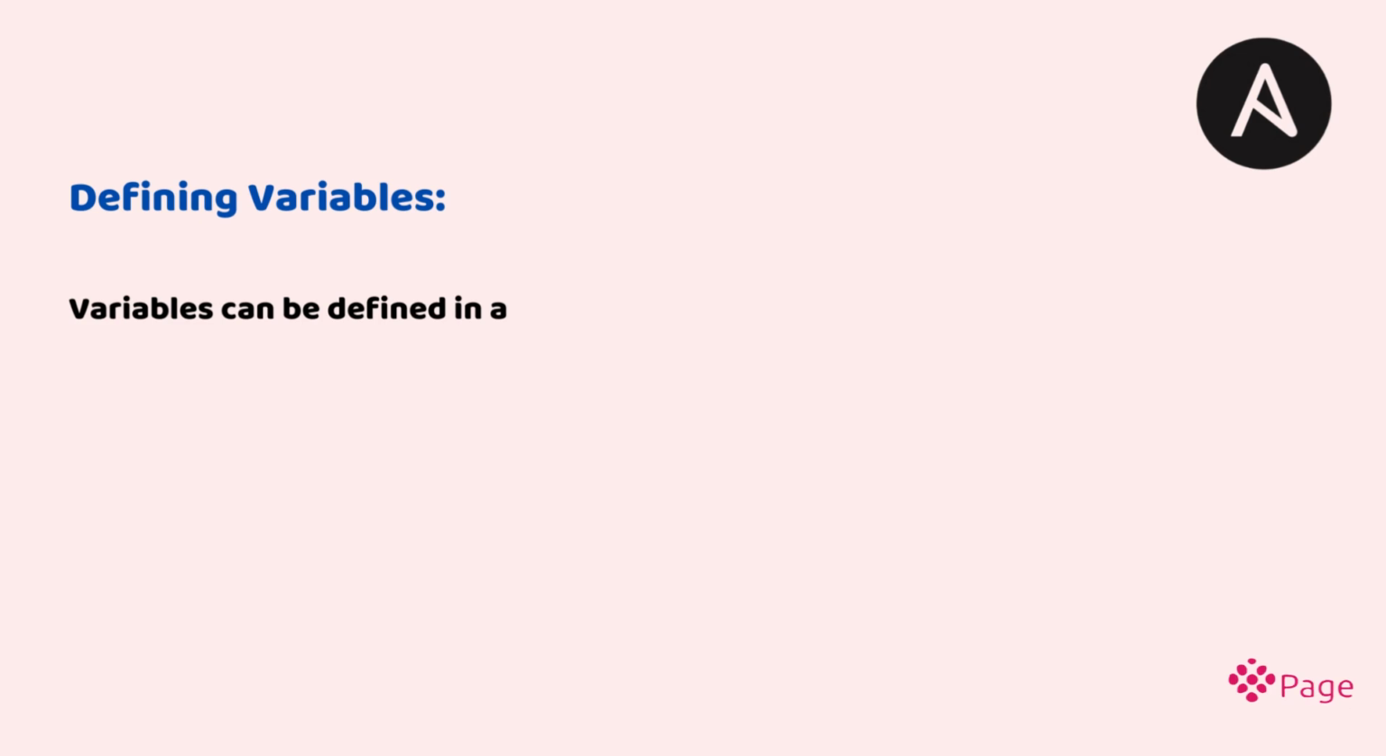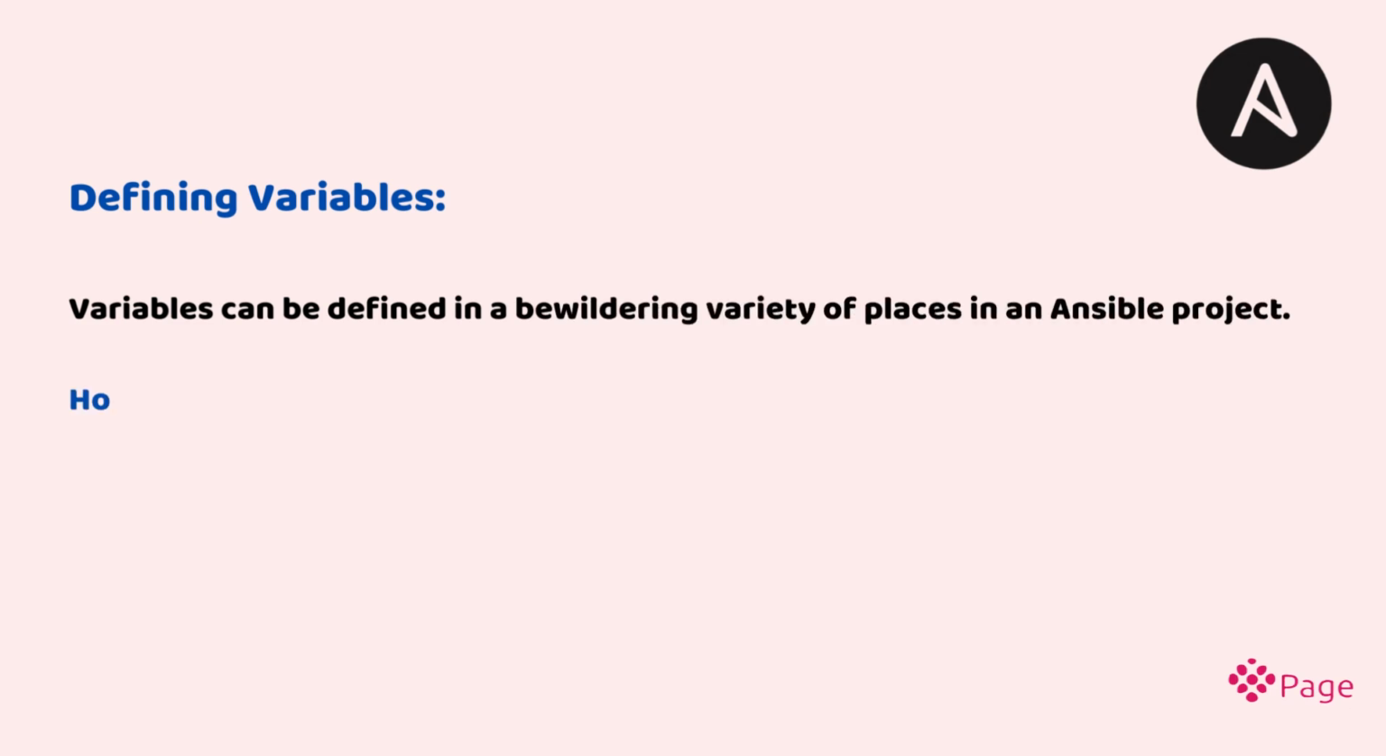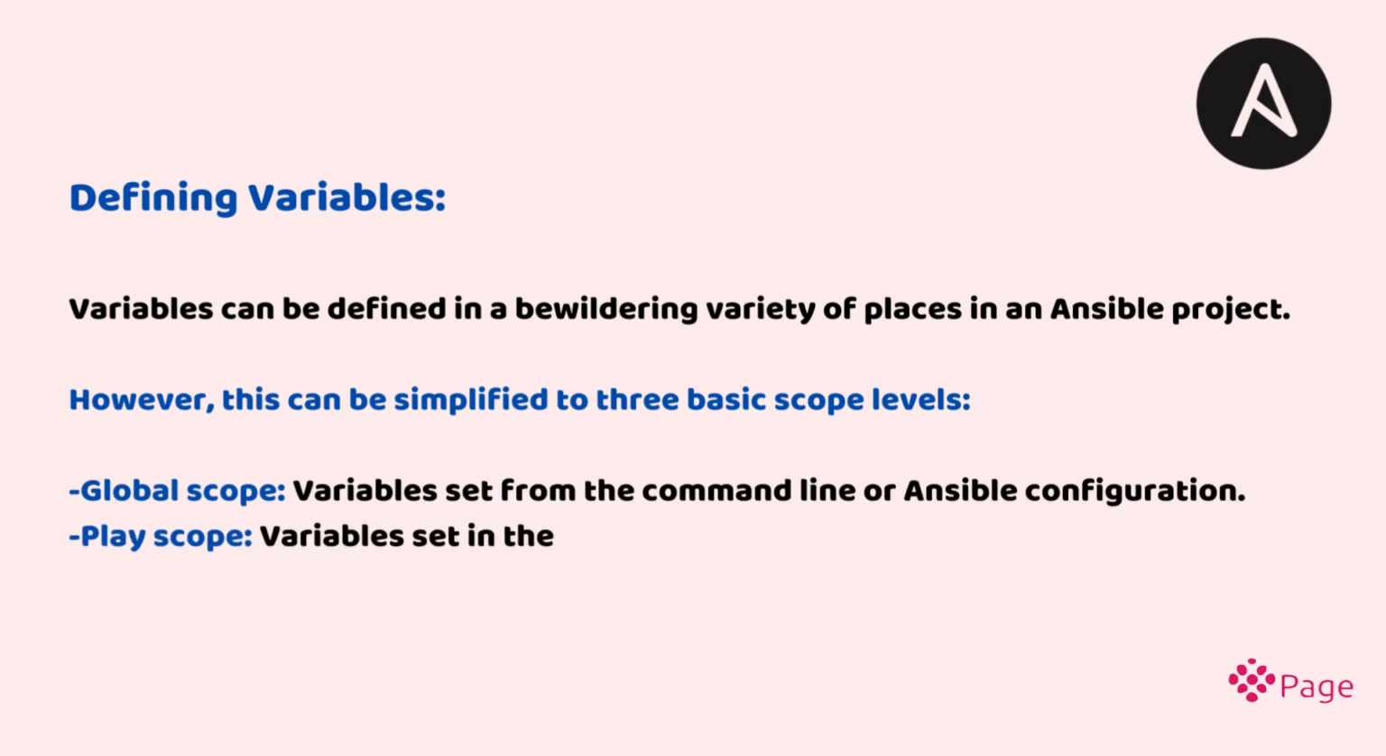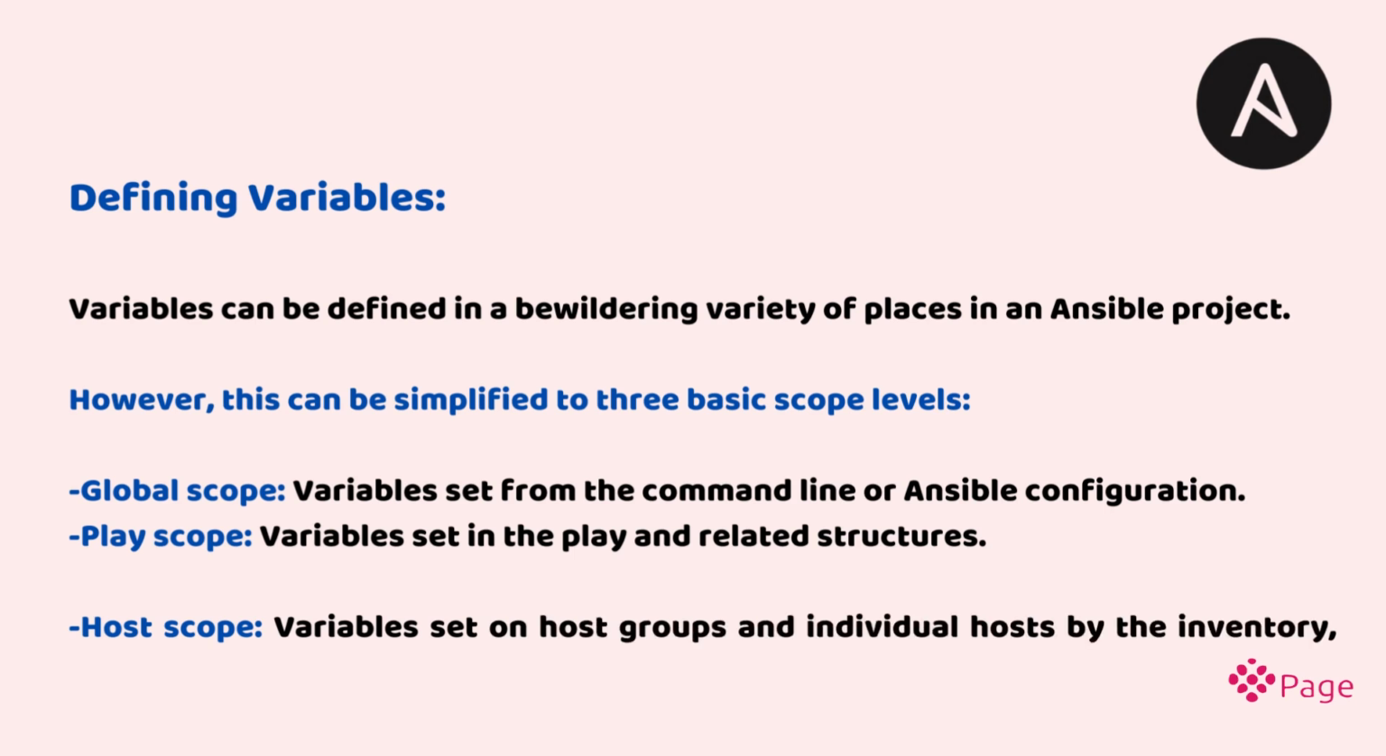Defining variables. Variables can be defined in a bewildering variety of places in an Ansible project. However, this can be simplified to 3 basic scope levels. Global scope, variables set from the command line or Ansible configuration. Play scope, variables set in the play and related structures. Host scope, variables set on host groups and individual hosts by the inventory, fact gathering, or registered tasks.